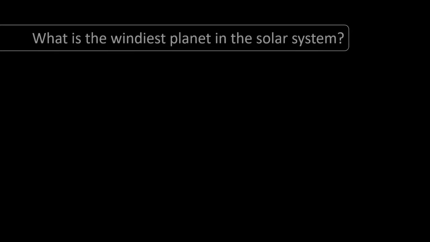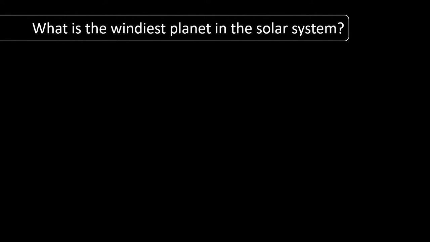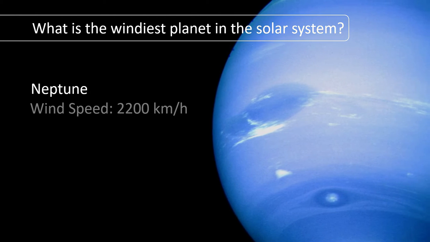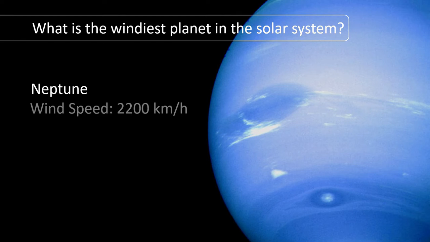And finally, the last planet in our little exercise here. What is the windiest planet in the solar system? Of course, the last planet we have is Neptune. NASA have recorded from their missions there wind speeds of up to 2,200 kilometers per hour.